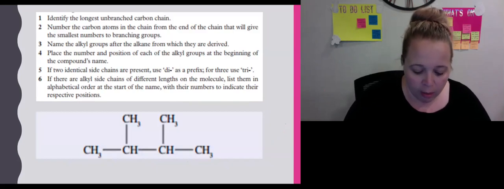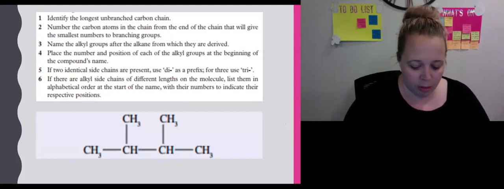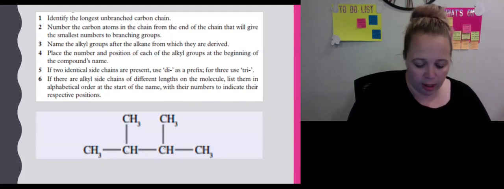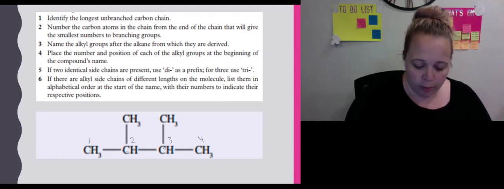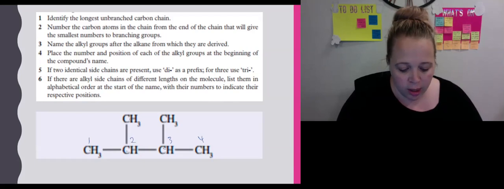Let's have a look. My longest chain is that one down the bottom because I go 1, 2, 3. No, not long enough. 1, 2, 3, 4. Good. So it doesn't matter which one I start labeling from because we're pretty symmetrical. 1, 2, 3, 4. So what are we going to call this?